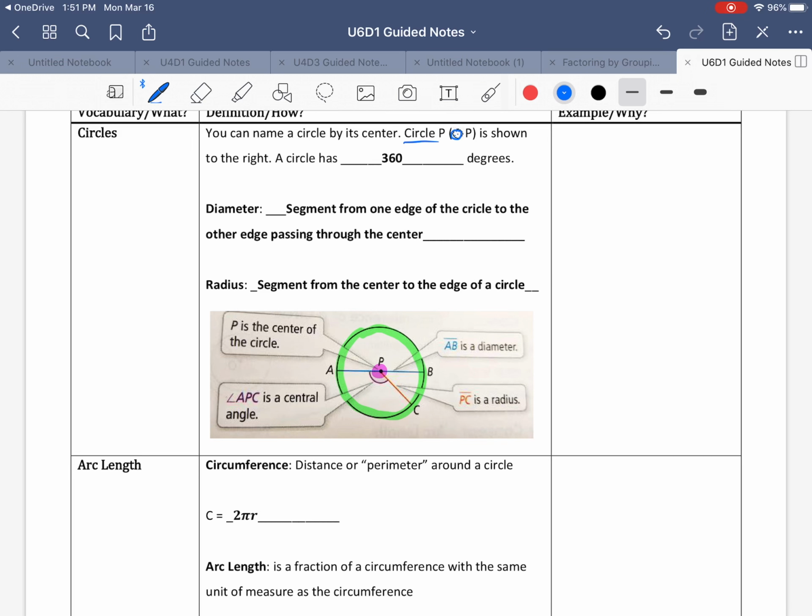Now when we talk about the diameter of a circle, you're looking at a line segment from one edge to the other passing through the center. That means if you look at points A right here and point B here, it is a line segment, a line that has two endpoints, and it goes through our center point P. That is the diameter. The radius is again a line segment, but it goes from the center of the circle to the edge of a circle. So the radius here would be, for example, P to point C. It goes from the center to the edge. The radius is half the diameter.